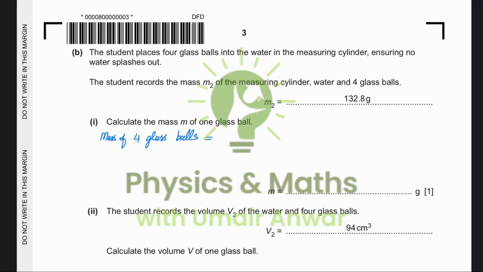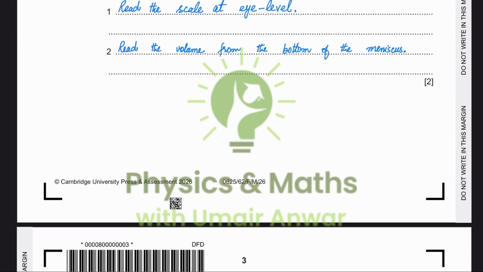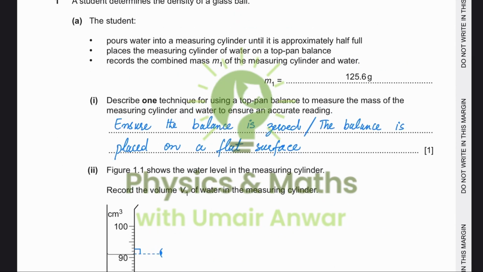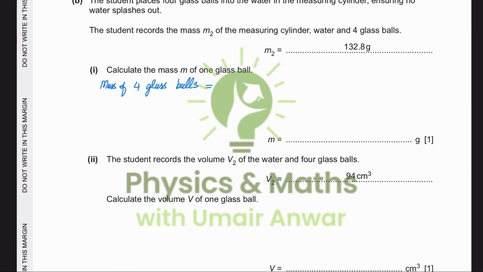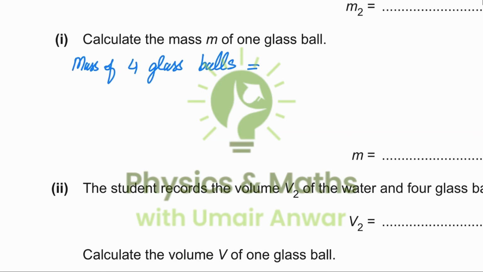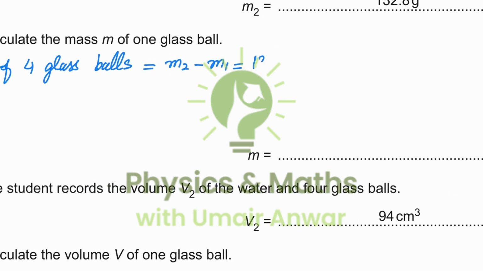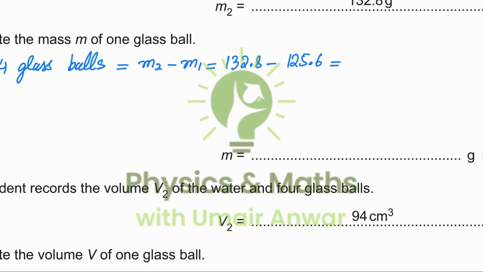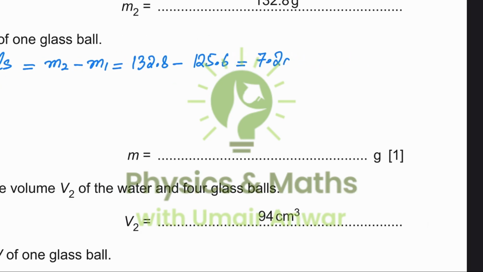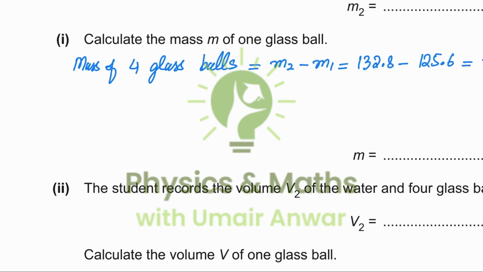We have the mass M2, which is giving us the mass of measuring cylinder, water, and the 4 glass balls. And previously we were given the mass M1, which was only the mass of the measuring cylinder and the water. So for finding the mass of 4 glass balls, we are going to subtract M1 from M2, which is 132.8 minus 125.6 grams, and the answer is going to be 7.2 grams. This is the mass of 4 glass balls.